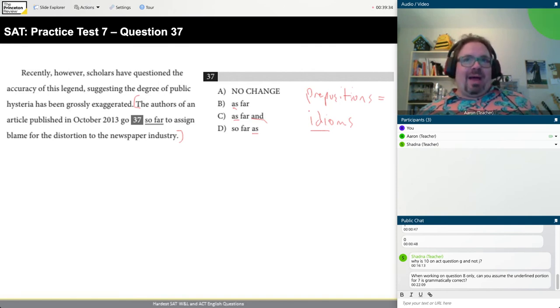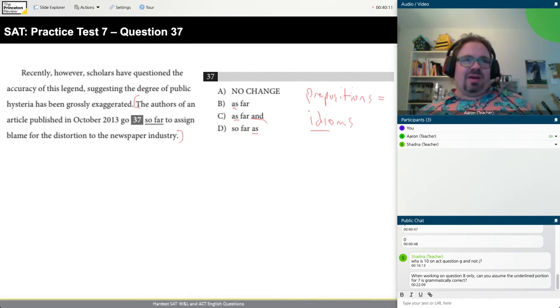But when they come up, the best thing you can do is eliminate things that don't work according to your ear, get rid of them, pick something that's left. Now, if you are at the point where you're only missing vocabulary questions, only these sorts of idiom questions, this is the time to start looking up lists of idioms, looking up vocabulary words, going through your practice tests and looking up any idioms or any vocabulary that you don't know, to give yourself the best chance on the day of the test.